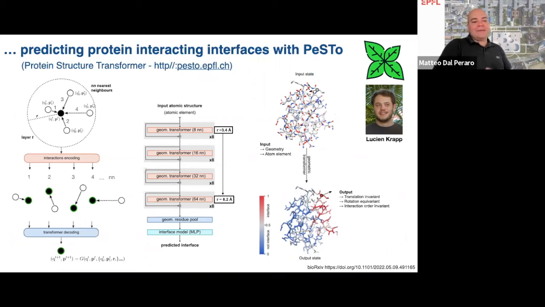PhD work. He implemented very recently PESTO, which stands for protein structural transformer, that is implemented in a web server within the EPFL domain. And it actually wants to predict protein interacting interfaces from scratch computationally. For doing this, the structure of the protein here is represented as a cloud of points that are centered on the atomistic positions. Here, what we really want to do is to preserve an atomistic representation of these proteins. And the only feature that we use in this model is the element name of the atoms. Nothing else than that. No other parameters like mass, electrostatics, hydrophobicity. We wanted to keep the model very, very simple.